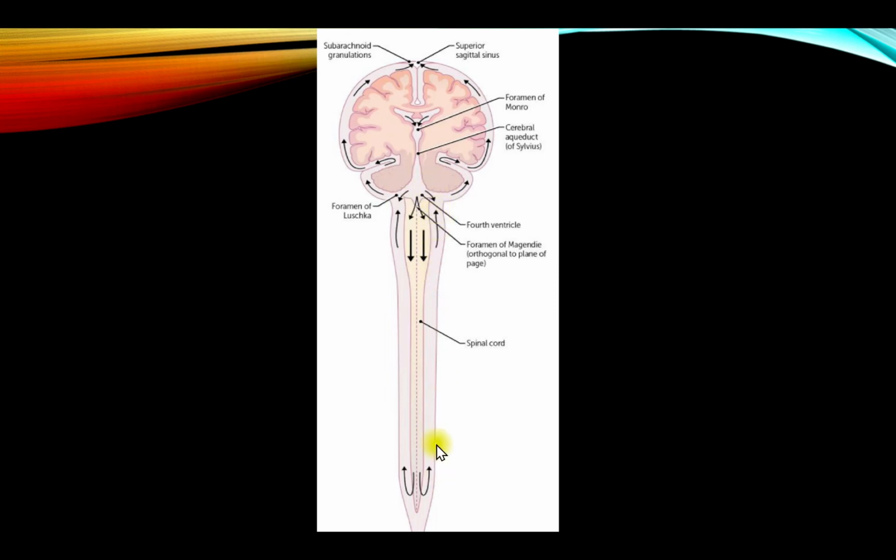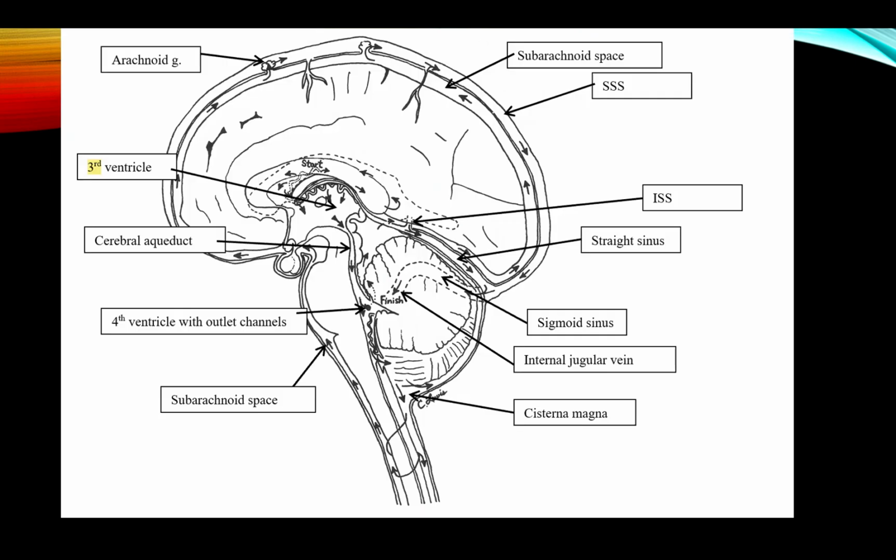So here's the subarachnoid space coating the spinal cord. Here would be the lumbar cistern down here. And here's the subarachnoid space coating the brain. Okay, so CSF again gets from the ventricular system into the subarachnoid space. Now, not all of the CSF is produced in the lateral ventricles. So there's a little bit produced in the third ventricle and a little bit even produced in the fourth ventricle as well. But the majority is in the lateral ventricles.